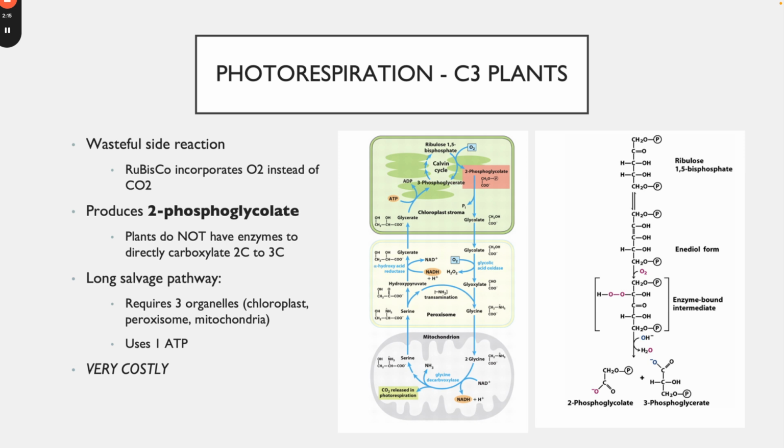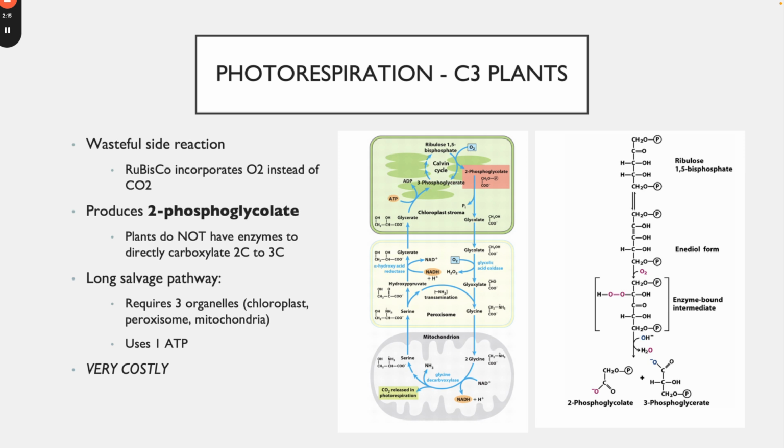We wanted the 3-PGA, whatever it was. When we create this thing right here, we have to convert it to our 3-PGA. And so we go through this pathway through multiple organelles. You don't need to know all the enzymes. Just know that we end up using 1 ATP to convert it to 3-phosphoglycerate. And that is costly because we're using 1 ATP.